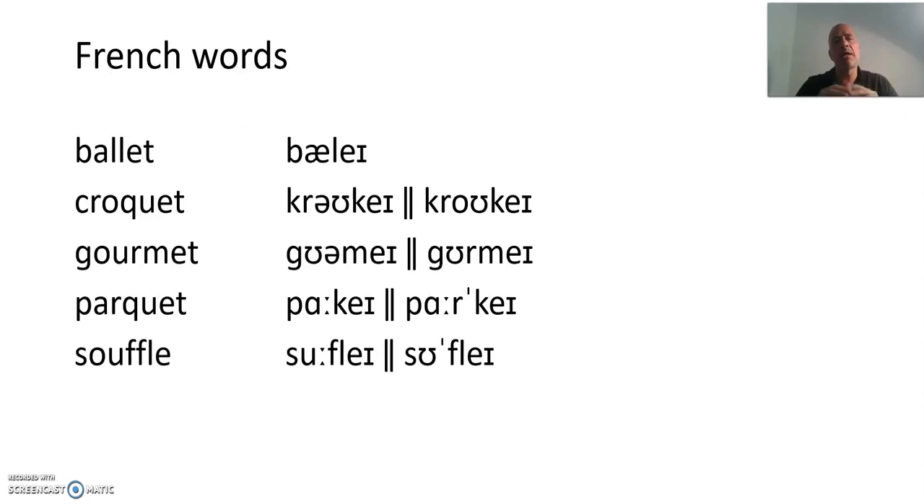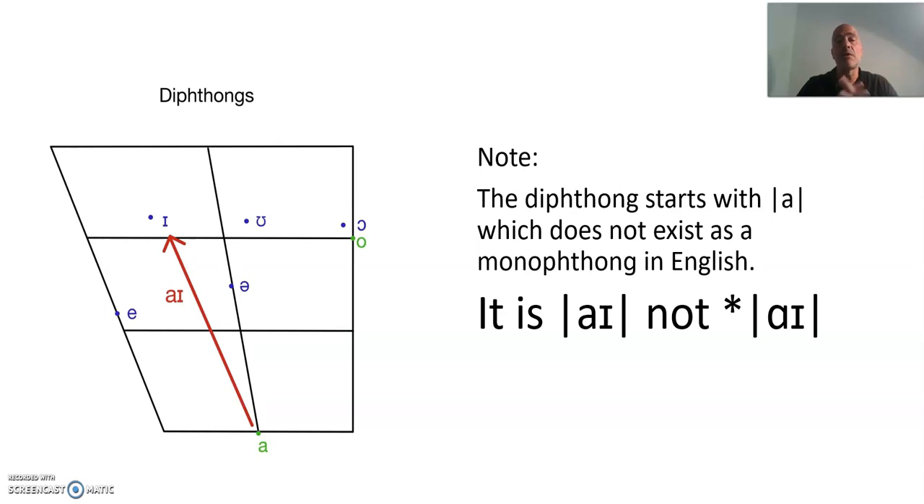Okay, and in a whole number of French words, okay, for the French long E, English speakers tend to use this diphthong, not ballet, ballet, okay, and croquet, or American English croquet, gourmet, American English gourmet, parquet and parquet, all right. Souffle and souffle. Okay, here we go. You see, I mean, in French words, very often for this sort of French long E at the end of words. Okay, this the A diphthong.